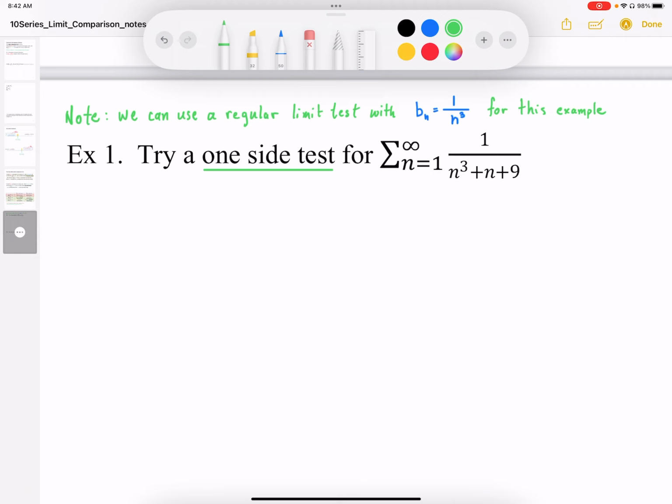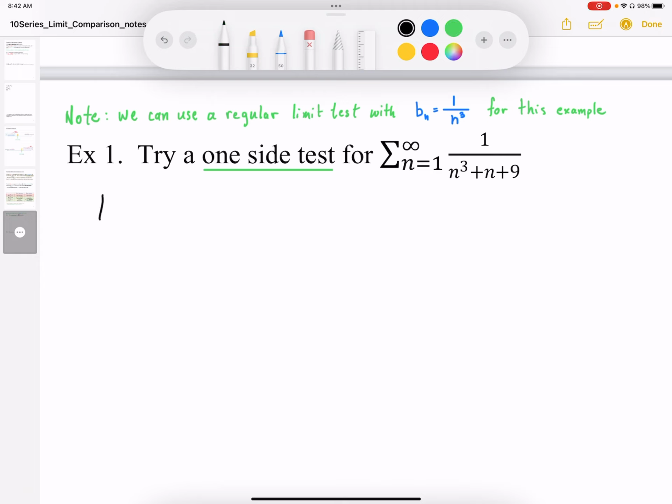The other thing is we have to have something to compare it to. So if we think it converges, we want to try to compare it to something that's also converging. So in this case, we're going to try the basel series, 1 over n squared. So we're going to set up the limit.